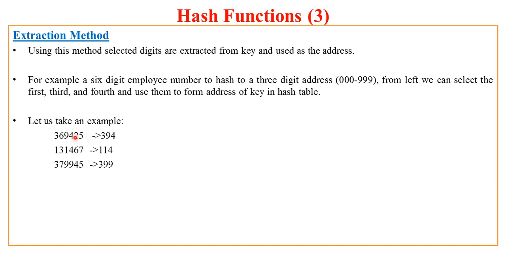Let us take an example. We have 3 keys. The first one is 369425, the second one is 131467, and the third one is 379945. Here we take the first digit, then the third digit, and then the fourth digit. So this will be 3, 9 and 4, so 394 will be the hash address of key 369425. Similarly, we can see for the remaining keys.